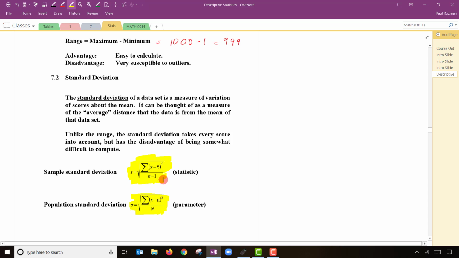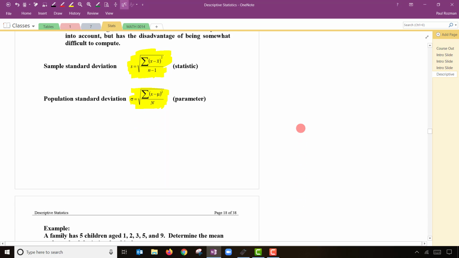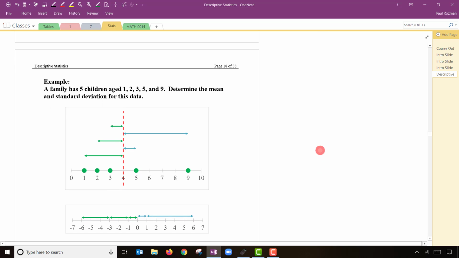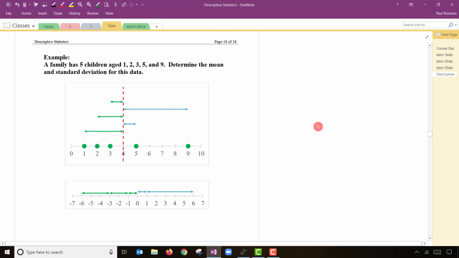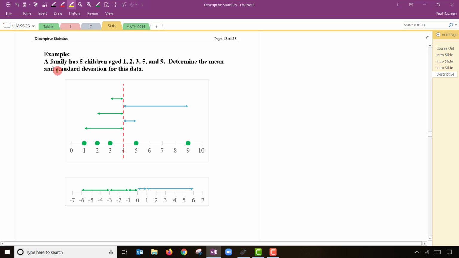I haven't even said what standard deviation really is, other than it's a measure of spread. It's basically the average distance of your scores from their mean. Maybe it would be helpful to do a little example, and then maybe that will make more sense. So suppose a family has 5 children, and their ages are 1, 2, 3, 5, and 9. I want to determine the standard deviation for this family, for the ages of the children.